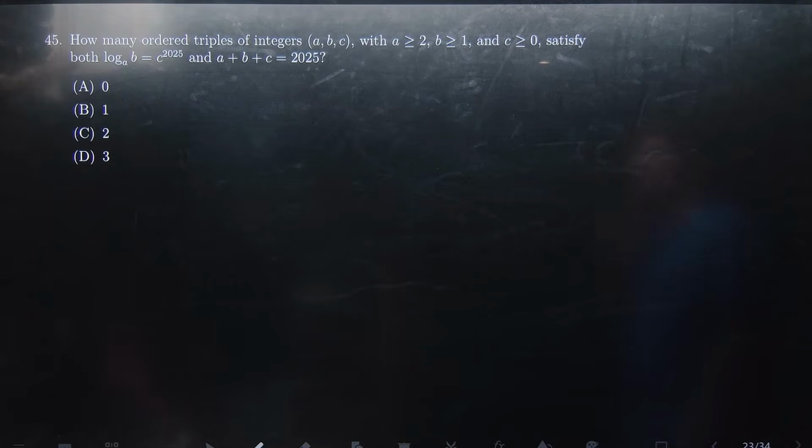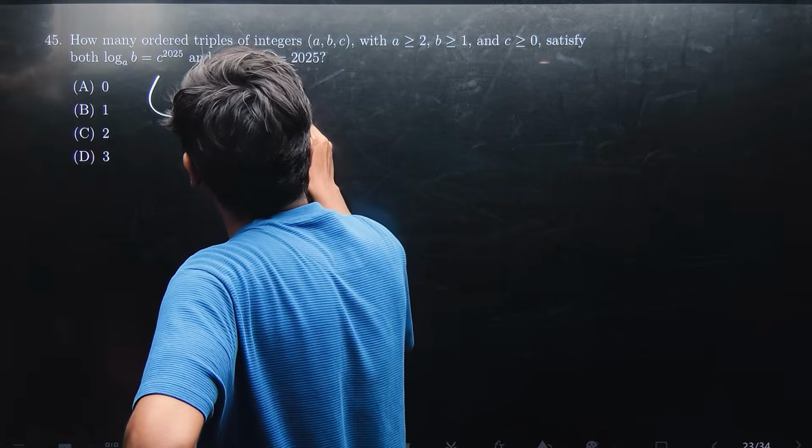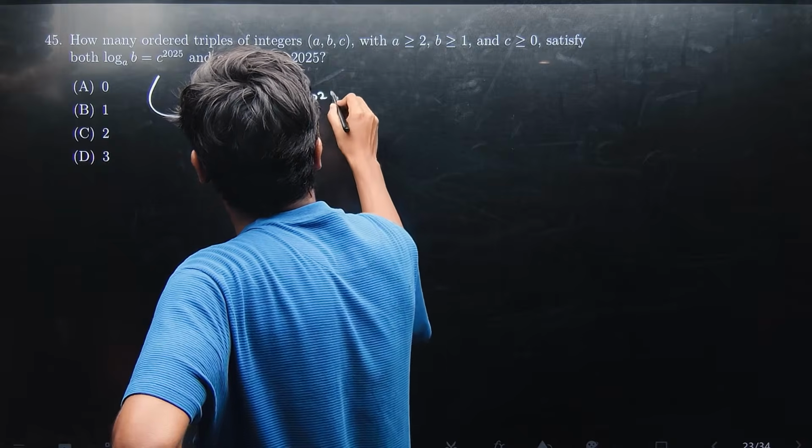How many ordered triplets of integers a greater than or equal to 2, b greater than or equal to 1, and c greater than or equal to 0 satisfy both this and this, okay? So observe that what does this imply? This implies that b is equal to a to the power c to the power 2025, right?